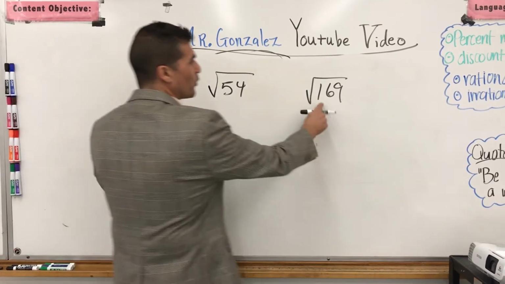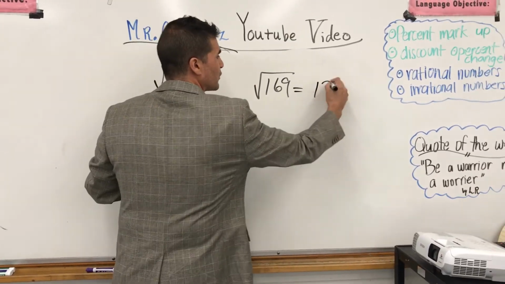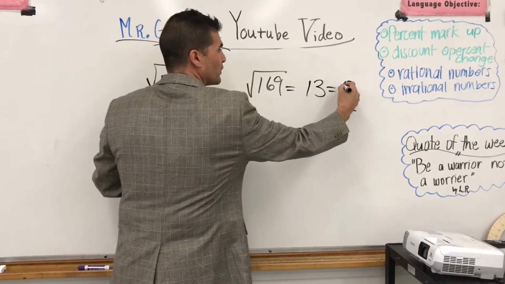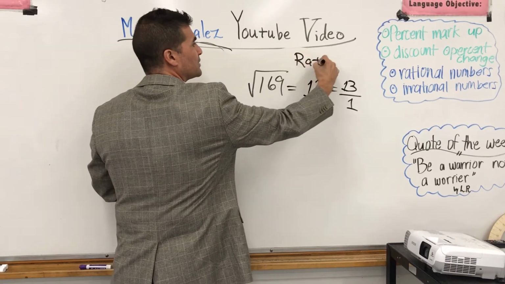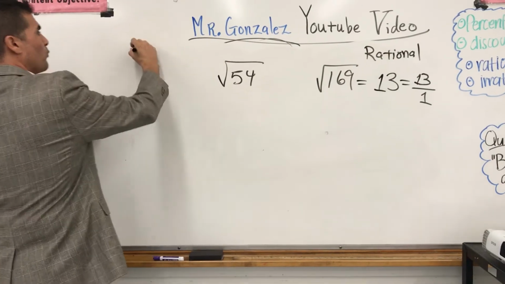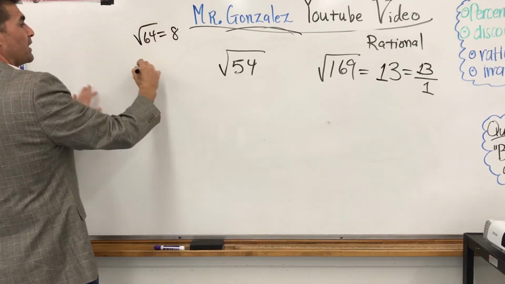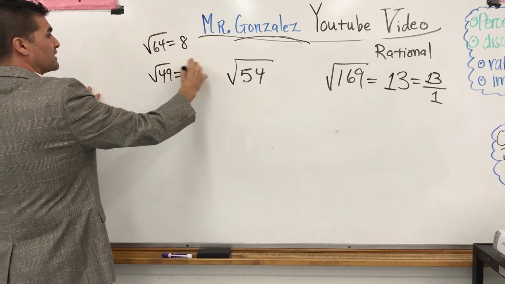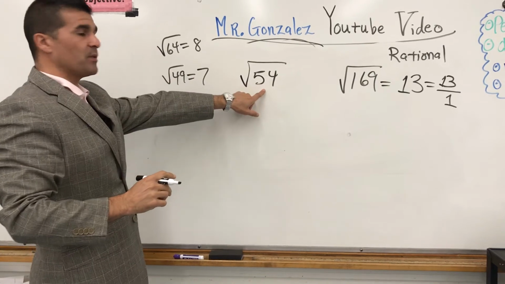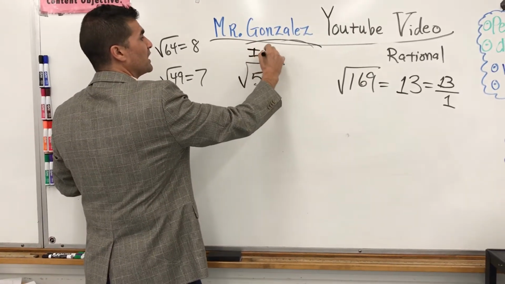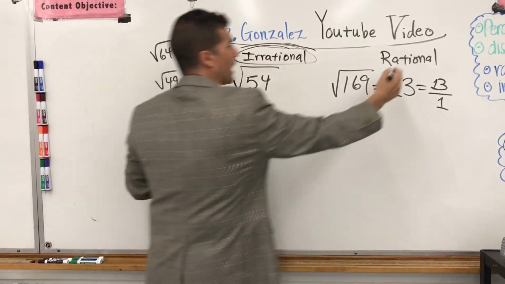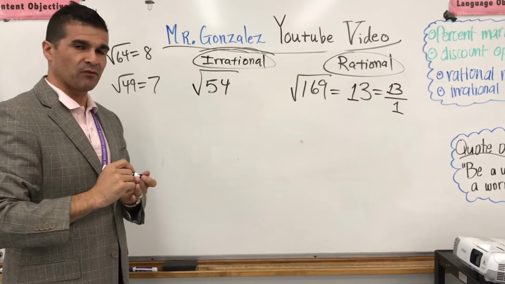Well, here's the thing. The square root of 169 actually equals 13. This can be written as 13 over 1. So that means that this is actually your rational number. And this right here, since the square root of 64 is equal to 8, and the square root of 49 is equal to 7, this number is going to be in between 7 and 8. This is not going to be a whole number. This would have been your irrational number. Right there. And of course, this would have been rational like we explained before.